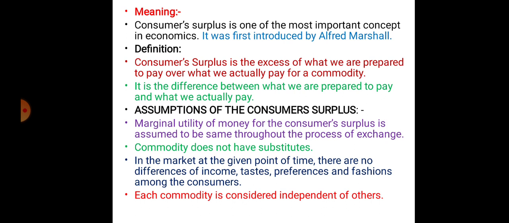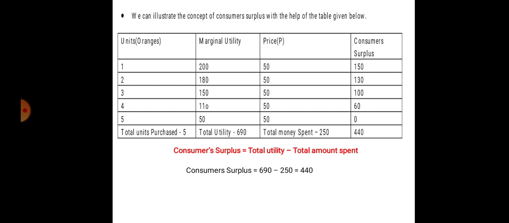In the market at the given point of time, there are no differences of income, taste, preferences, and fashions among the consumers. Each commodity is considered independent of others. Now let's see the example, which is given by Marshall. In this example, Marshall focused on only one commodity. Here the commodity is oranges.